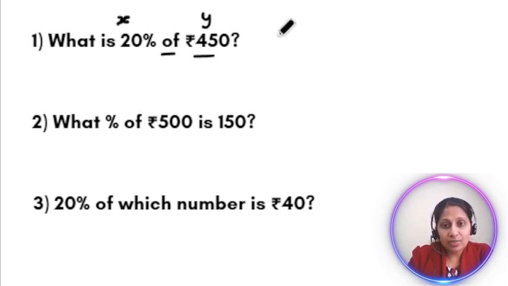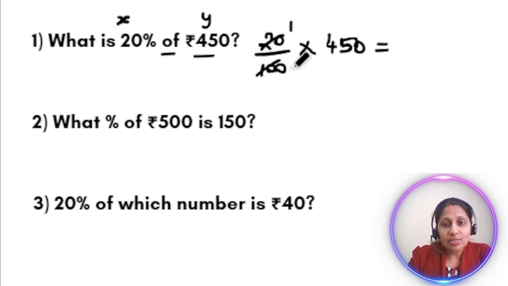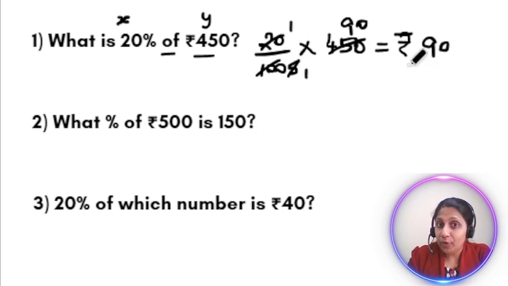So bring it in this form again. 20 by 100 times, "of" means times, 450 is what you need to calculate. So this is 1 time, this is 5 times, this is 1 time, this is 90. So 20% of 450 is rupees 90. I hope you're clear. In this problem, we were asked to find Z. Now take the next one.